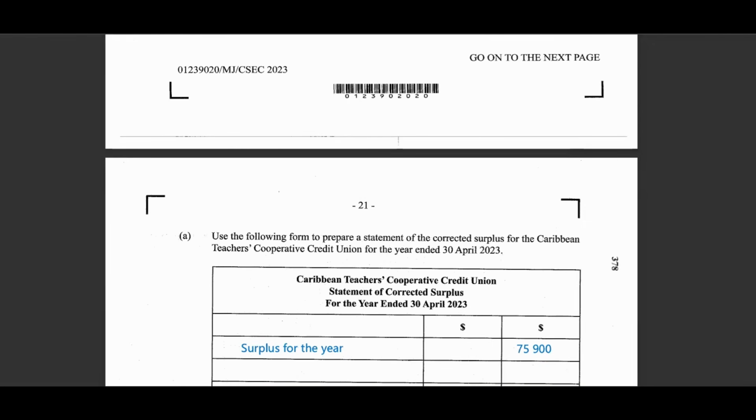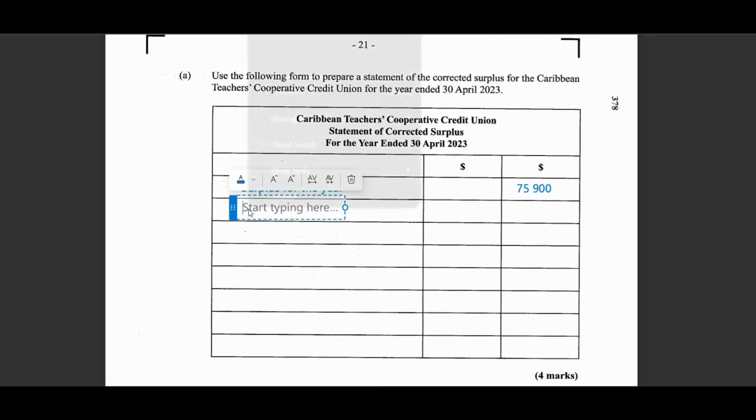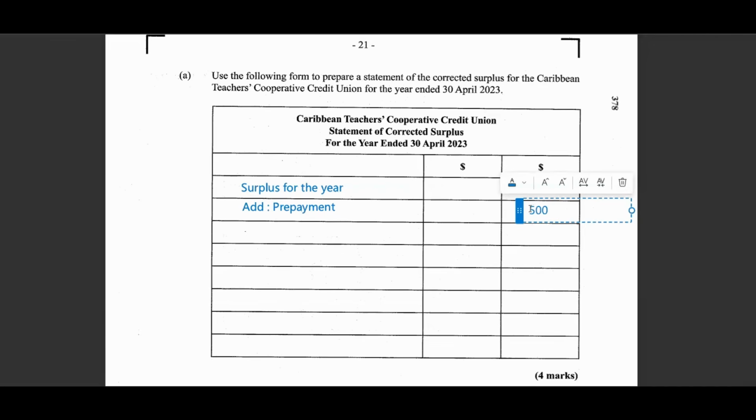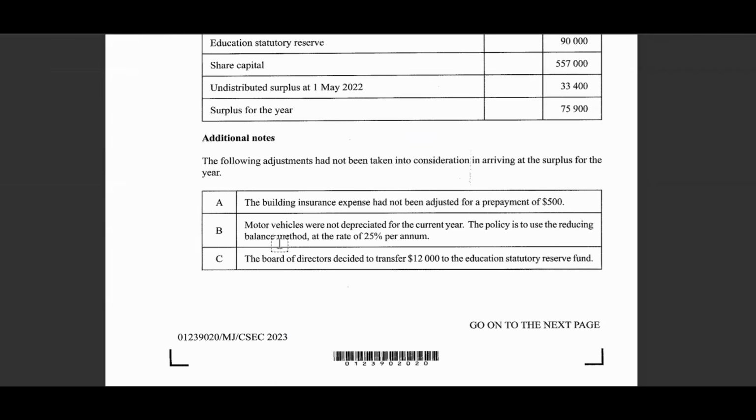So therefore, to fix that, we need to add the prepayment back on to the surplus, guys. And that was 500. The other adjustment we had would have been for part B. We had to record depreciation. Motor vehicles were not depreciated in the current year. The policy is to use the reducing balance method at a rate of 25% per annum. Alright guys, so we all know how to get this thing done. So let's check it out.